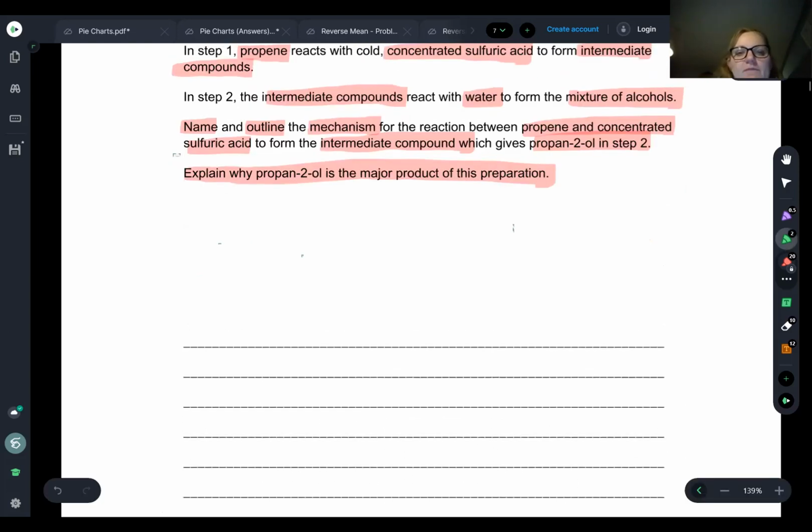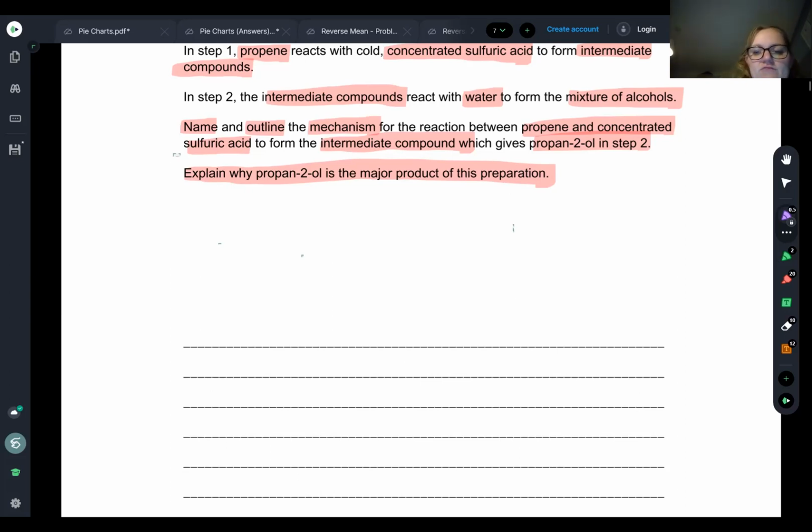First thing it wants you to do is name and outline the mechanism for the reaction between propene and concentrated sulfuric acid. If we remember from yesterday, that is a form of electrophilic addition. We've got the propene, we're going to have those electrophiles being added to it. The sulfuric acid is going to act as that electrophile and form the intermediate compounds, and we're going to get propan-2-ol. So the first mark is if you say it's electrophilic addition.